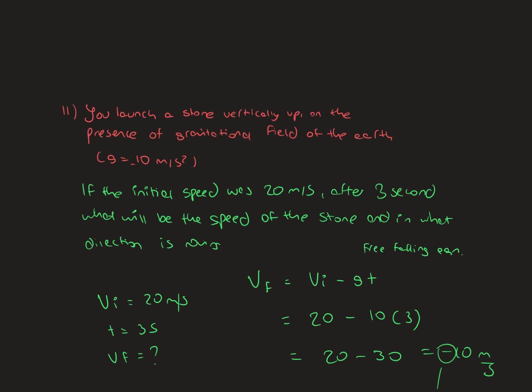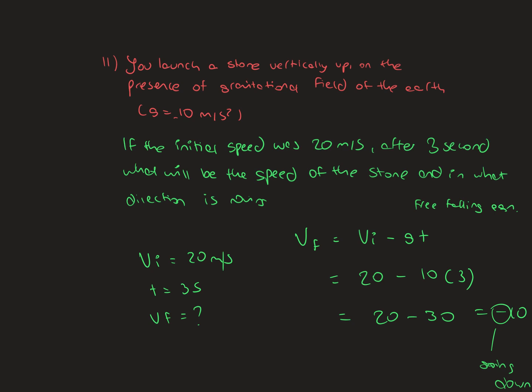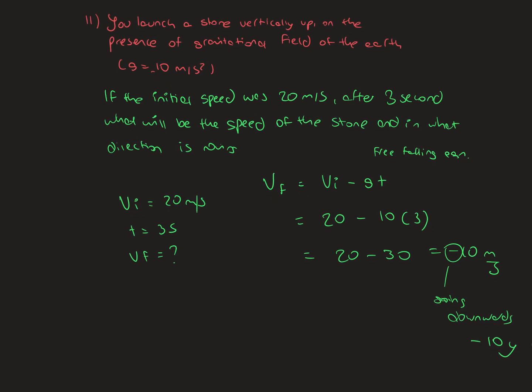So in this problem it says you launch a stone vertically up in the presence of the gravitational field of the Earth, g being equal to 10 meters per second squared. If the initial speed was 20 meters per second, after 3 seconds, what will be the speed of the stone and in what direction is it moving?